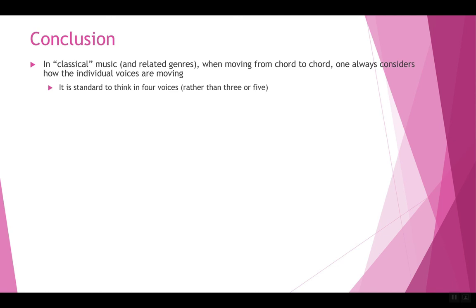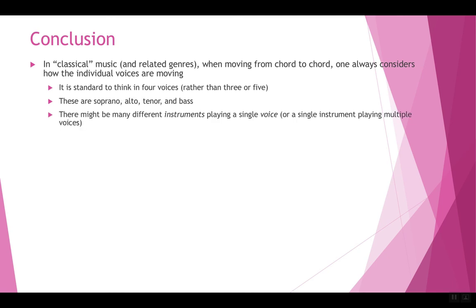So it's standard to think in four voices in voice leading in classical music, not three voices, not five voices. We do stuff in two voices, the counterpoint, and then we do four voices for voice leading. So soprano, alto, tenor, bass. There might be many different instruments playing a single voice. If you take a Beethoven or a Mozart symphony, you could often reduce it to four voices. But you might have a whole bunch of instruments.